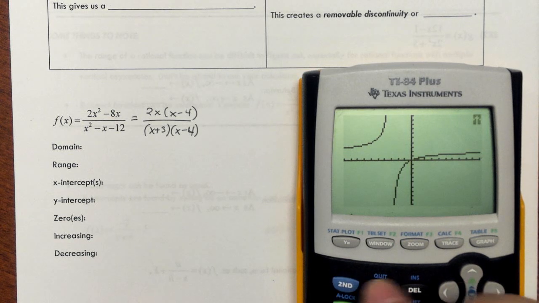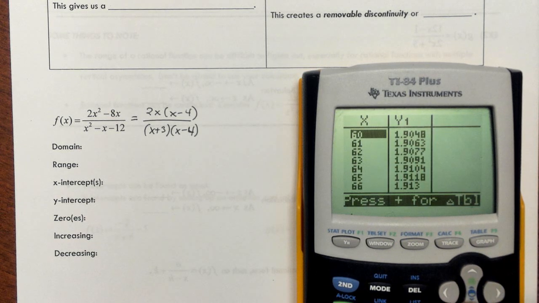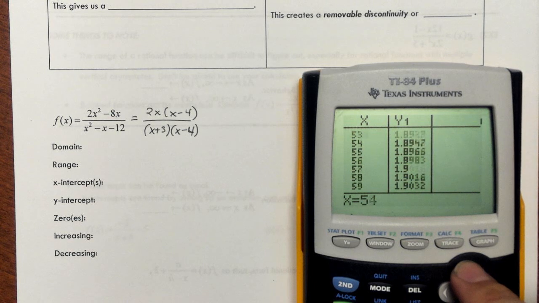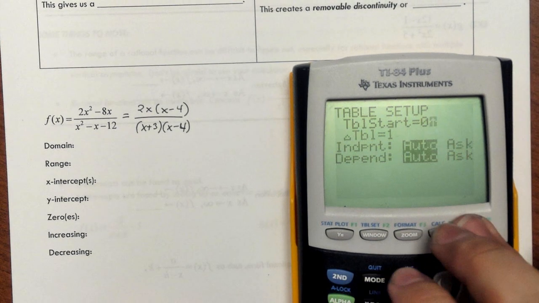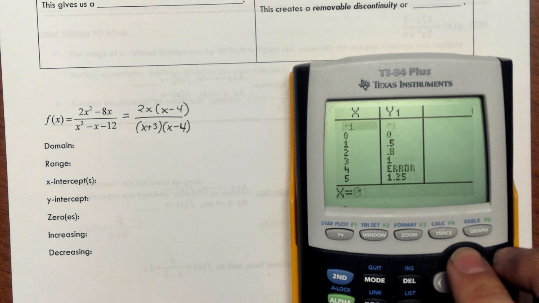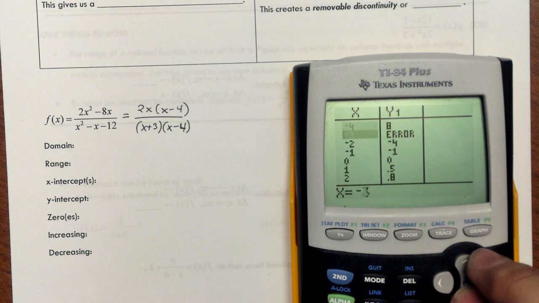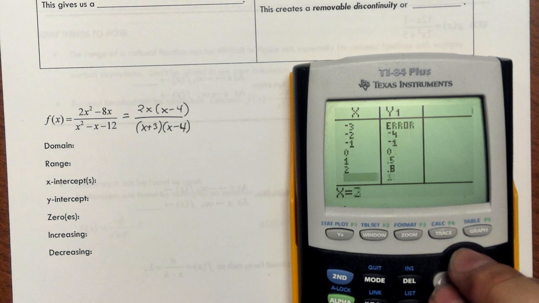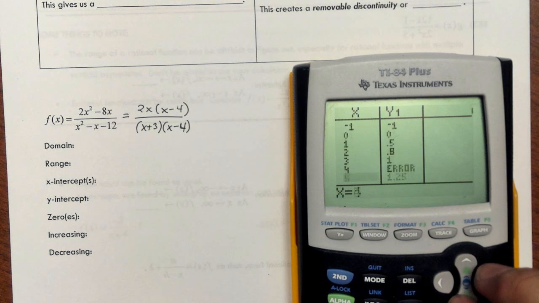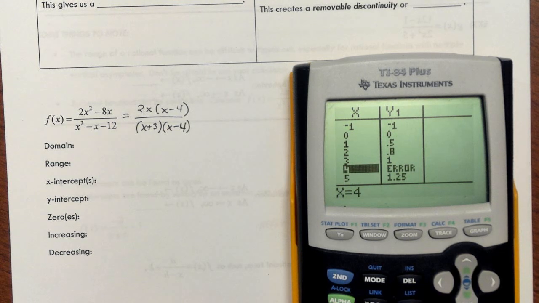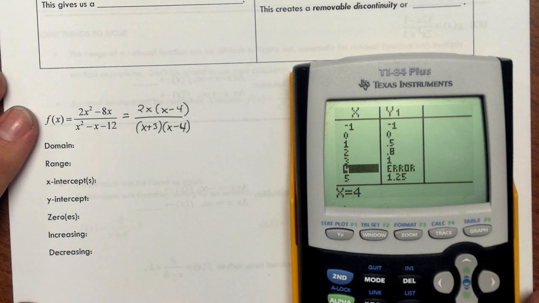And if I want points, I can of course go to the table and find points. I'm way down at 60 something, so I don't need to be there. I'm going to set the table start at 0. All right. And then I see these things right here. And I see a couple of errors. My errors are telling me about the restrictions. One of them, this is my vertical asymptote, x equals -3. The other one we discussed, x equals 4. So you can pull points off of here as you like to graph this.